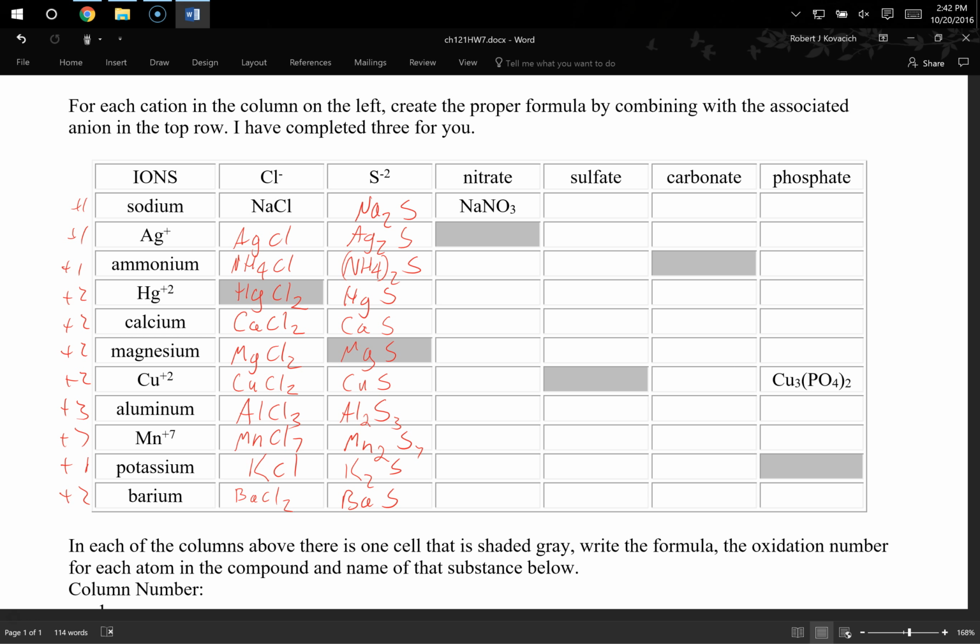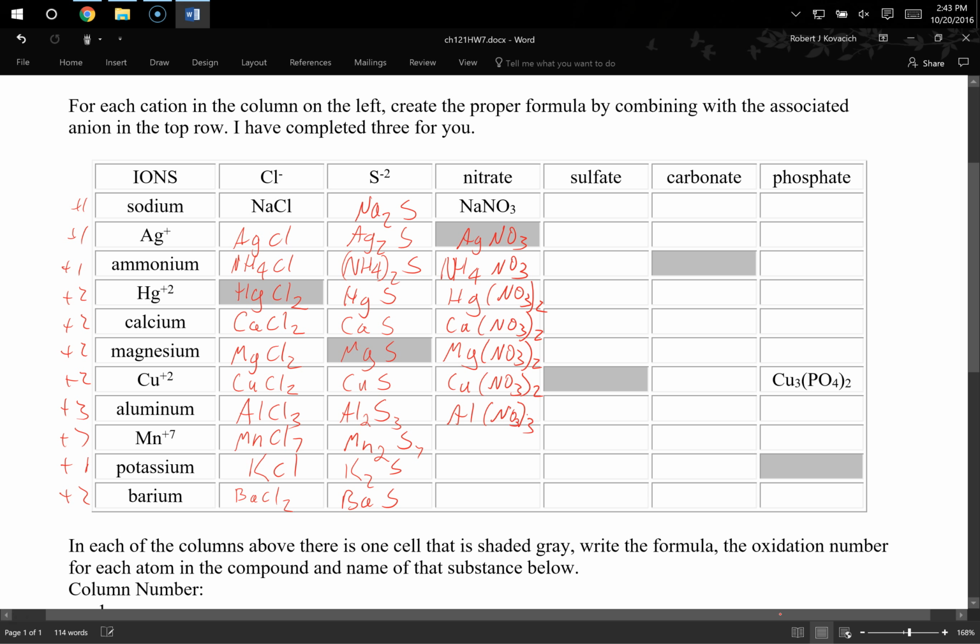Okay. So I've got a sodium nitrate up there, and then I'm going to have a silver nitrate, and then an ammonium nitrate, and then a mercury 2 nitrate, and a calcium nitrate, and a magnesium nitrate, and a copper 2 nitrate, and an aluminum nitrate, and a manganese nitrate, and a potassium nitrate, and a barium nitrate.